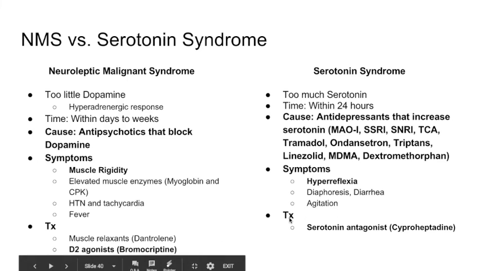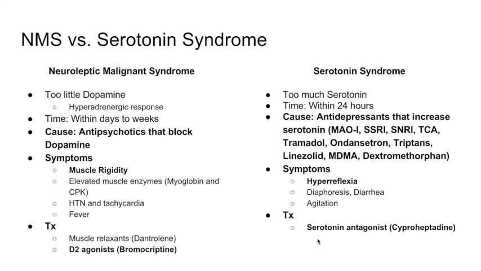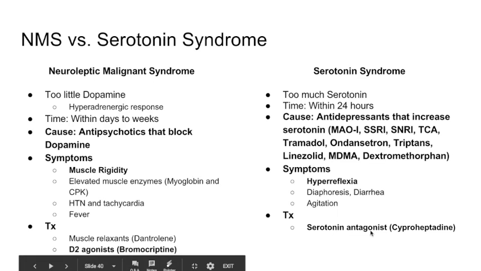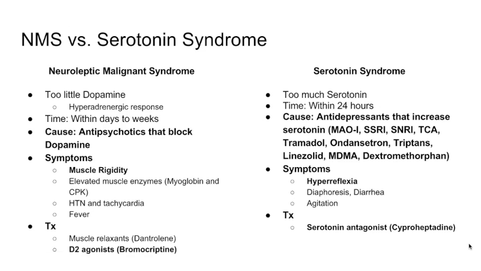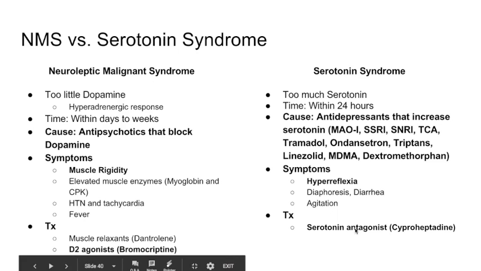The treatment for serotonin syndrome: you know that they have too much serotonin, so you give them a serotonin antagonist, which is cyproheptadine. Do you guys know what cyproheptadine actually is? Cyproheptadine is actually an antihistamine. I believe it's a first generation antihistamine, but they found that it has serotonin antagonist properties, so they started using it for serotonin syndrome.